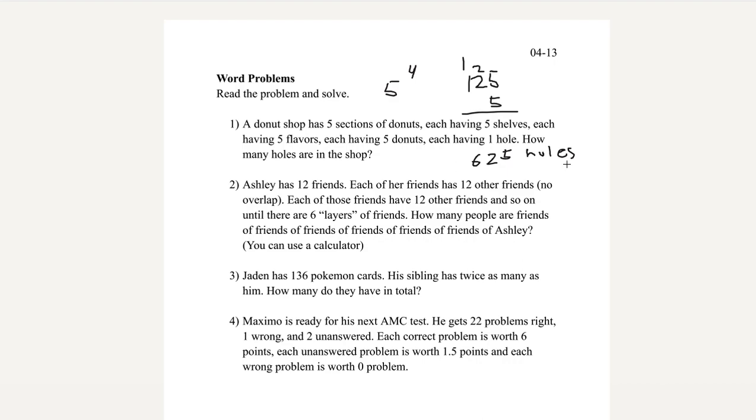Let's look at this question. Jaden has 136 Pokemon. His sibling has twice as many as him. How many did they have in total?